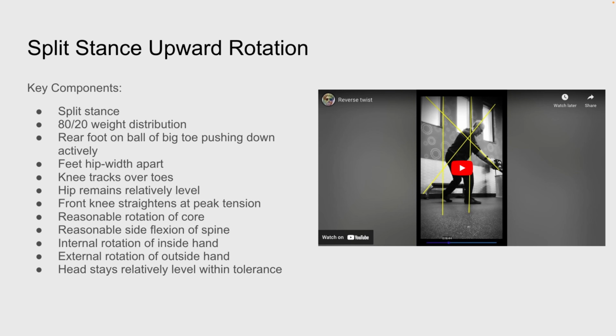Now we're going to look at split stance upward rotation. This is essentially what I call a bailing motion, like you're bailing something over your shoulder, like baling hay or throwing logs, maybe a giant cheesecloth full of apples. I don't know, something like that.